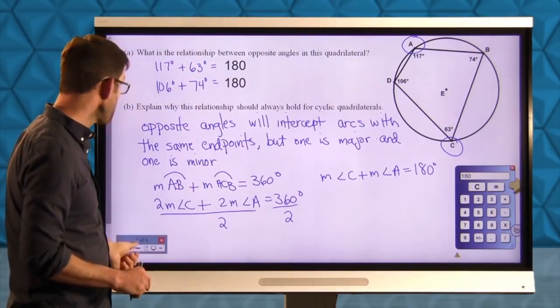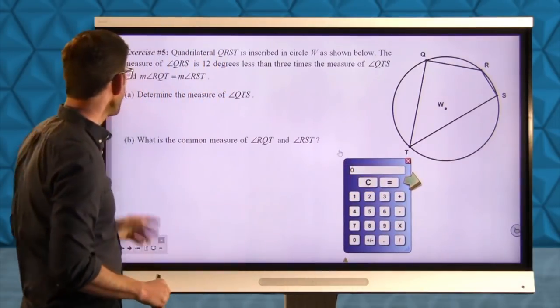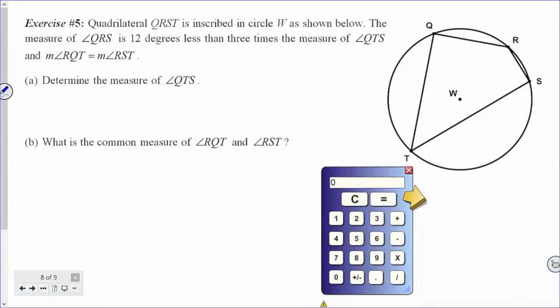All right, so let's apply that in one last problem, okay? So, exercise number 5. Quadrilateral QRST is inscribed in circle W as shown below. The measure of angle QRS is 12 degrees less than 3 times the measure of angle QTS. And the measure of RQT is equal to the measure of RST. Great, wonderful, good to know. Determine the measure of angle QTS.